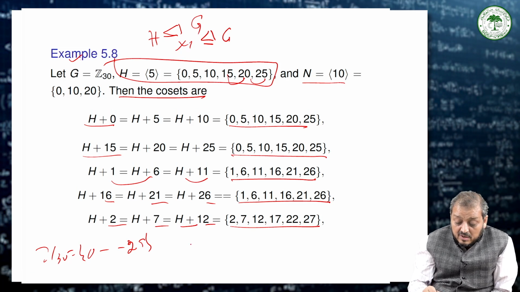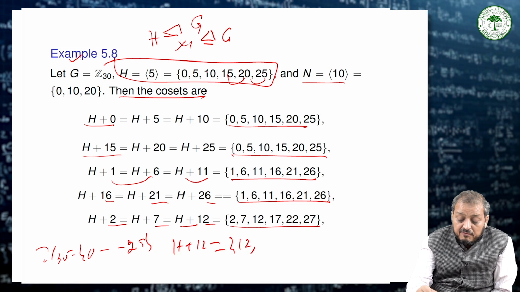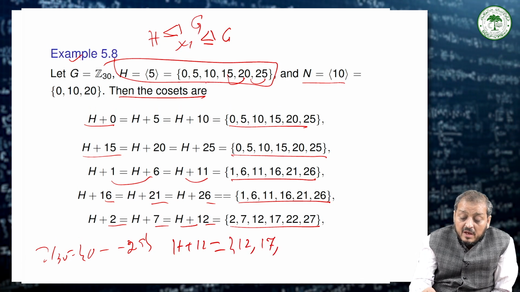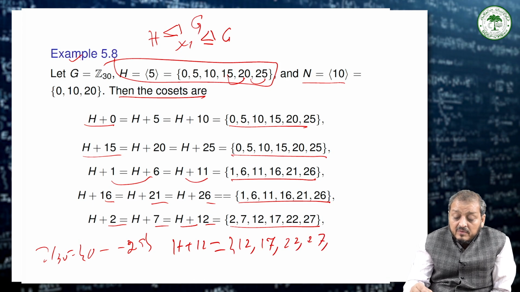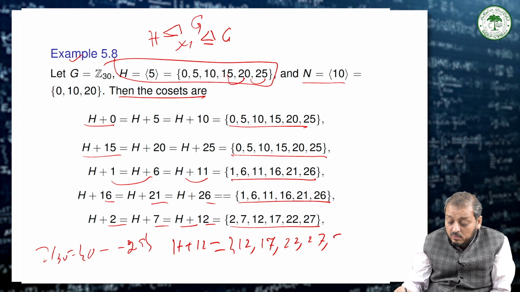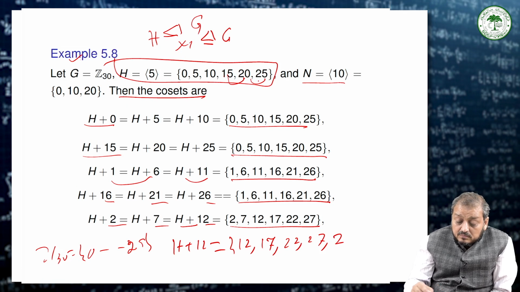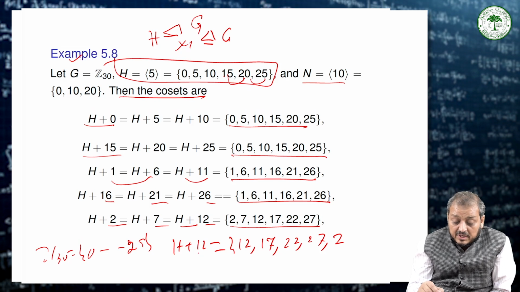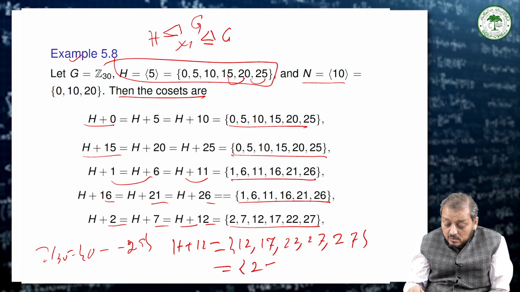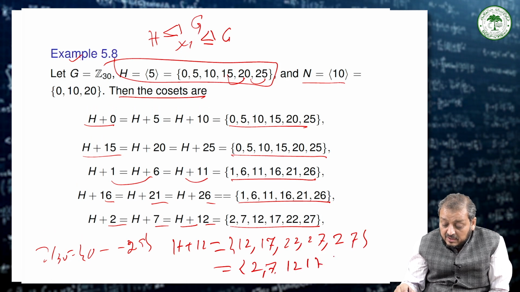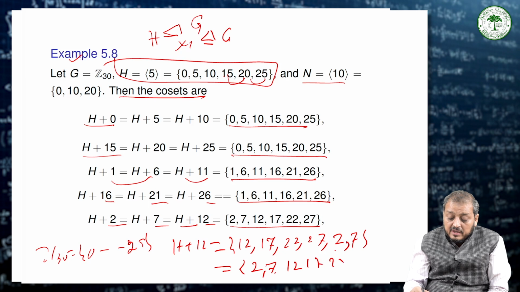If you take H plus 12, let me verify. 0 plus 12 is 12, 5 plus 12 is 17, 10 plus 12 is 22, 15 plus 12 is 27, 20 plus 12 is 32, which is 2, and 25 plus 12 is 37, which gives 7. So this is clearly 2, 7, 12, 17, 22, and 27. This way we can say that clearly this is a coset.